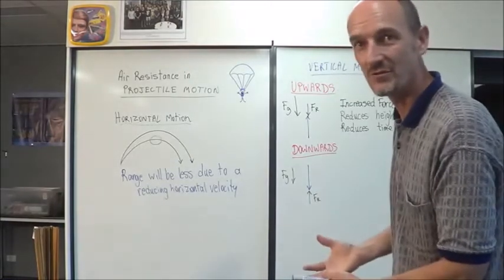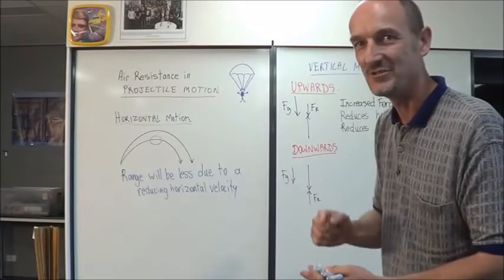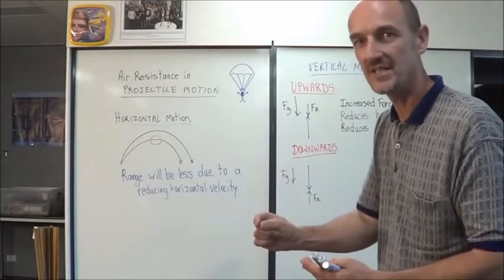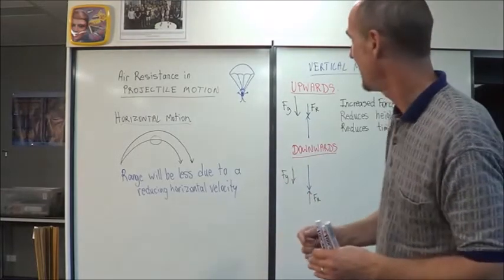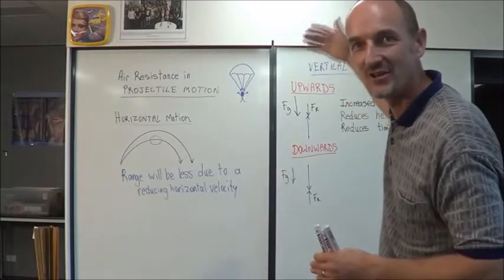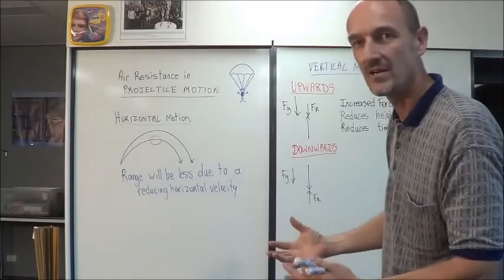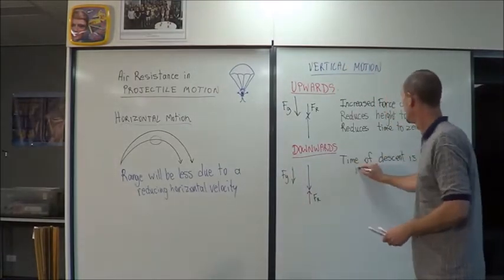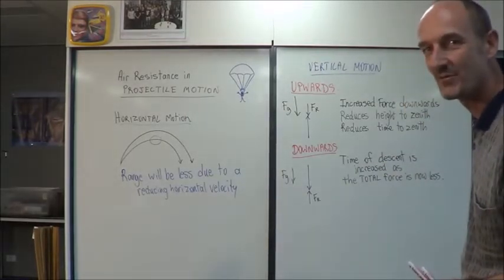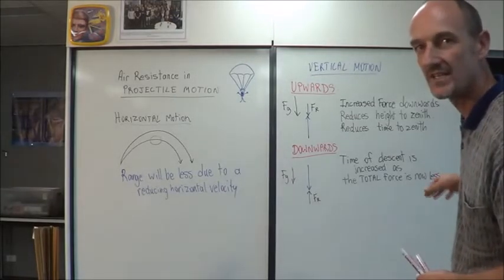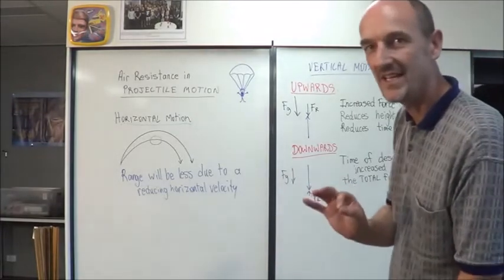So if you've got a reduced force, then we know by Newton's second law, force equals mass times acceleration, if we reduce the force, then we're going to reduce the acceleration of the object. And so our parachutist is going to descend less rapidly, thus increasing the time. The total force is now less, and therefore the time of flight is going to be longer on the way down. Now, I'll mention one more thing here.